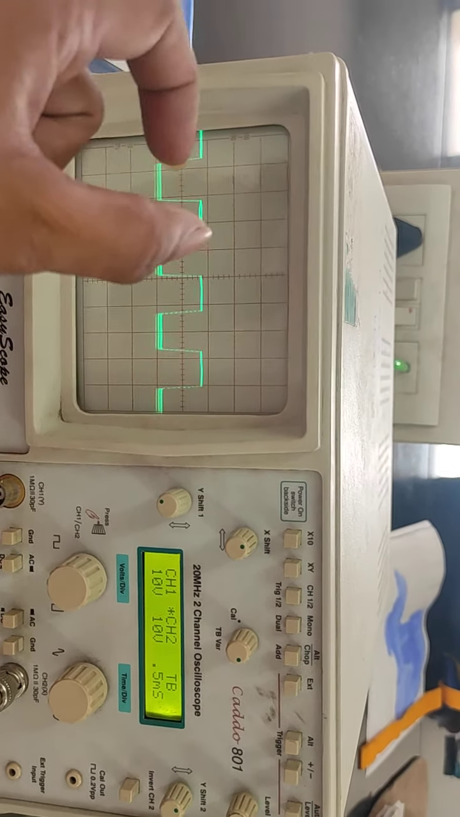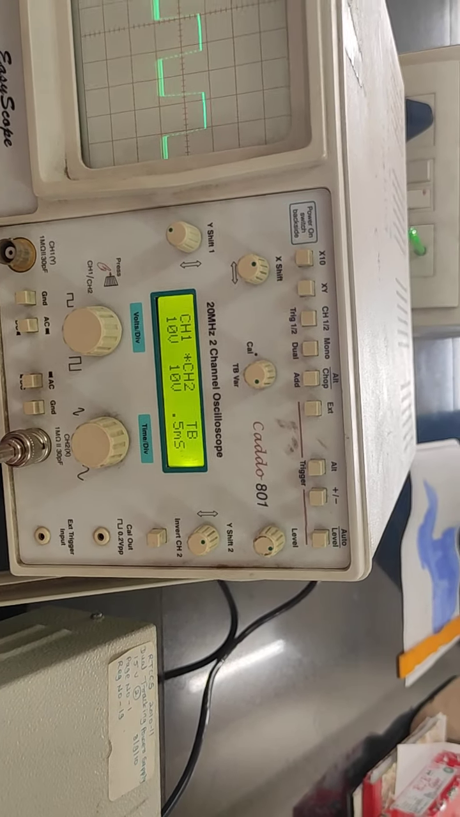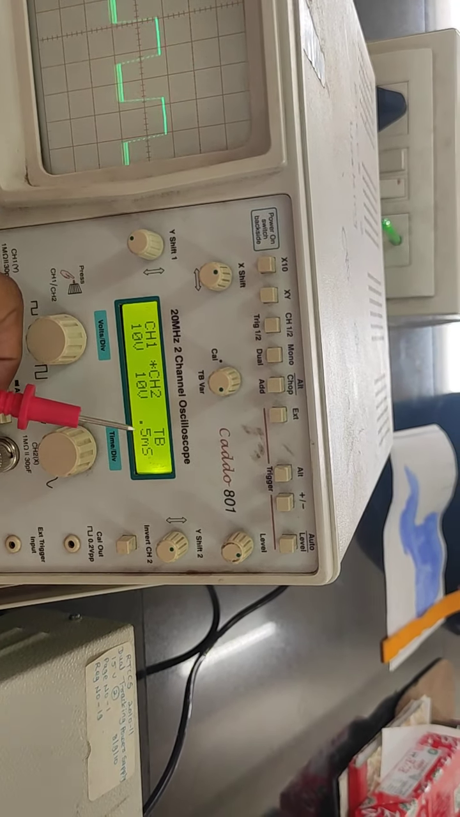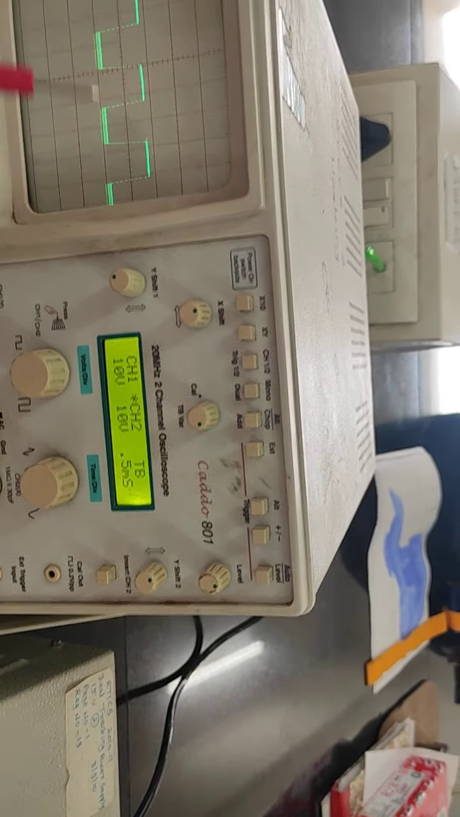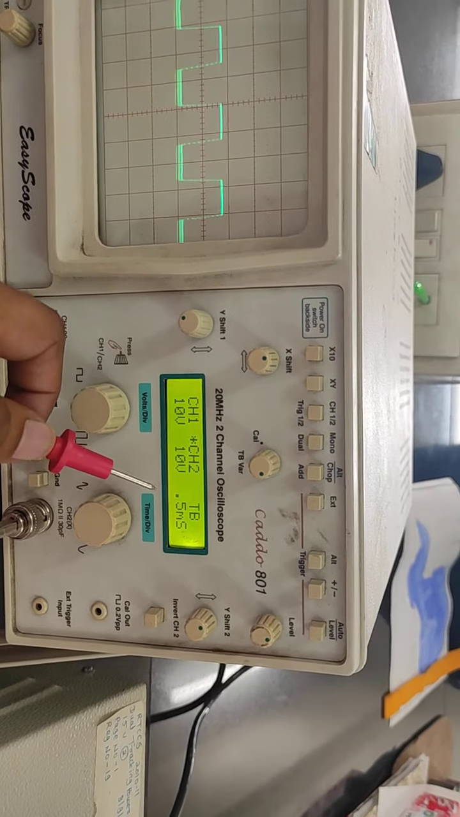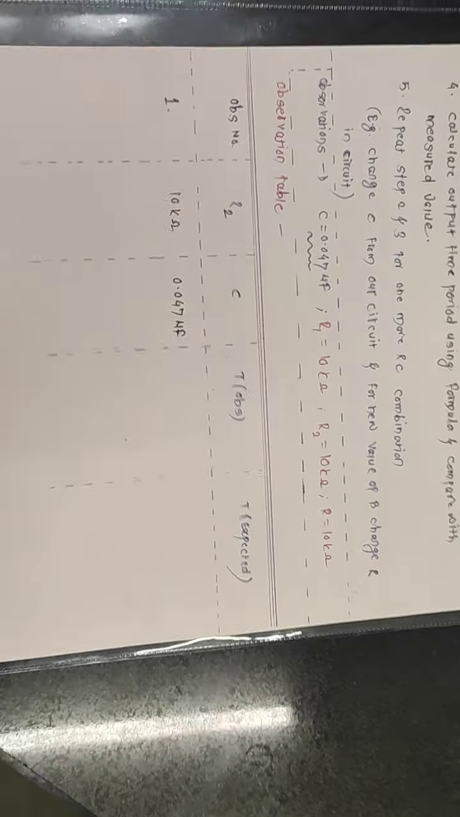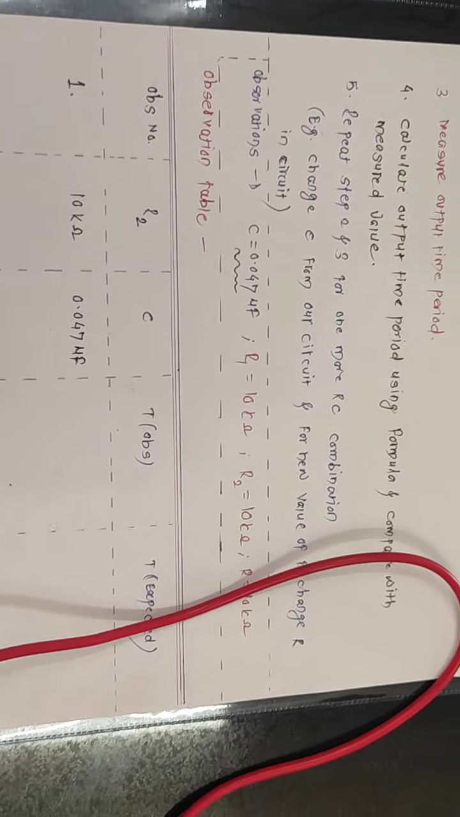So if we calculate this distance and multiply it with this time base, you can see there is a TB here. This TB is 0.5 milliseconds. So this distance multiplied by this 0.5 milliseconds will give the total time period that we will record here in T observed.